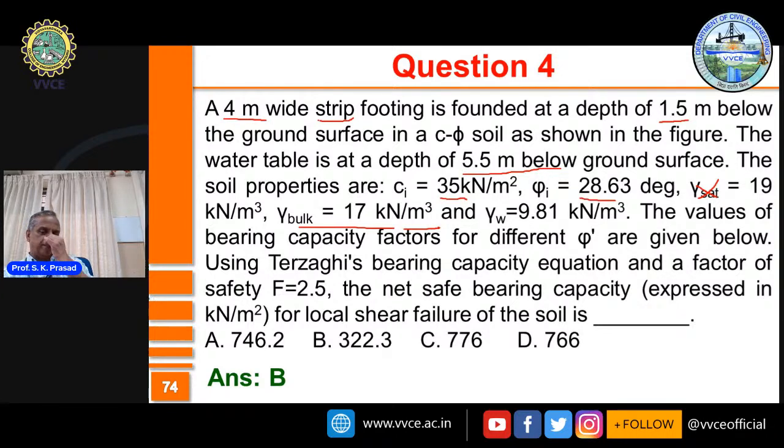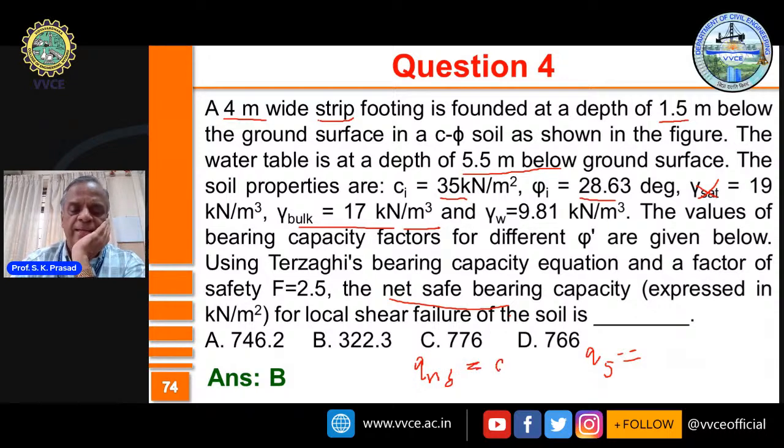Using Terzaghi's bearing capacity theory, and with F equal to 2.5, you are asked to determine the net safe bearing capacity. Please note here, net safe bearing capacity. Safe bearing capacity is QS. Taking the value of overburden pressure, net safe bearing capacity QNS is equal to QS minus gamma D.